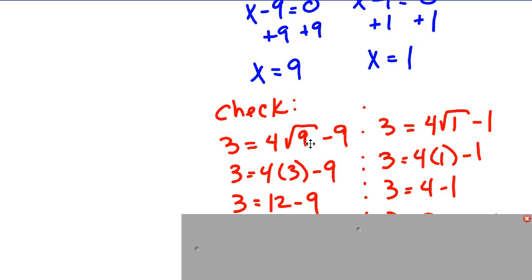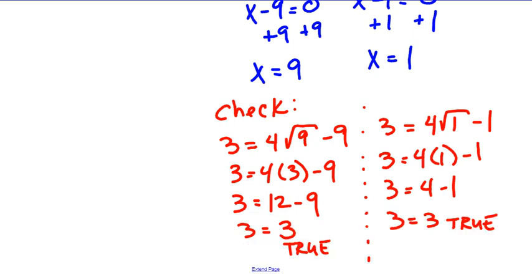By substituting the 9 in, I can see I'll have 12 minus 9 equals 3. That's a true statement. By substituting the 1 in, 4 minus 1 is 3. That's a true statement. Therefore, I have two solutions to my equation, x equals 9 or x equals 1. You could still end up with these two solutions, whether you solved it by the quadratic formula, factoring, or completing the square. All of those would give you the same results.